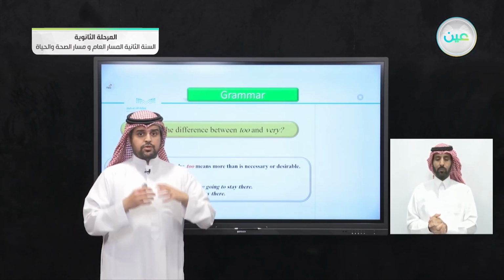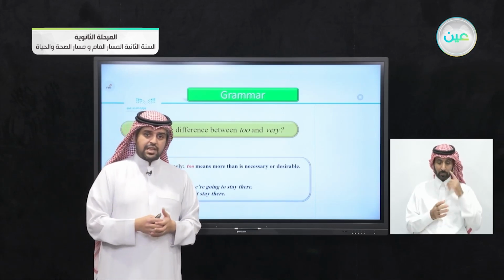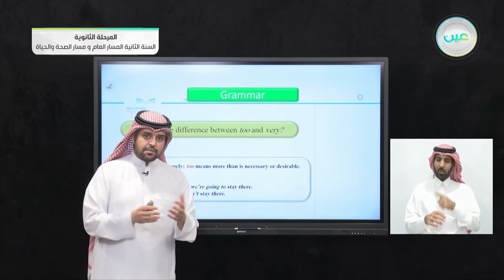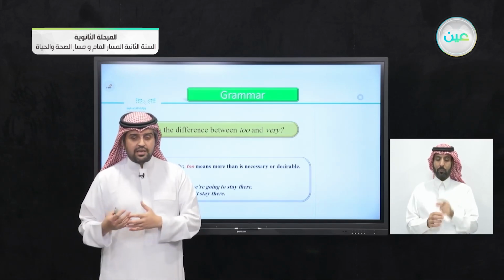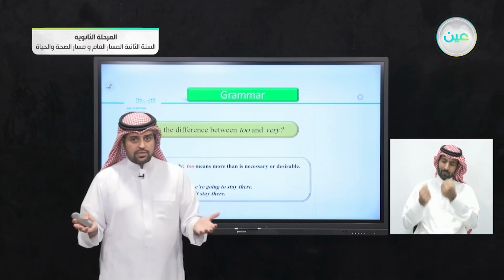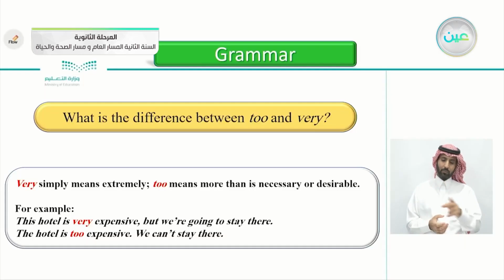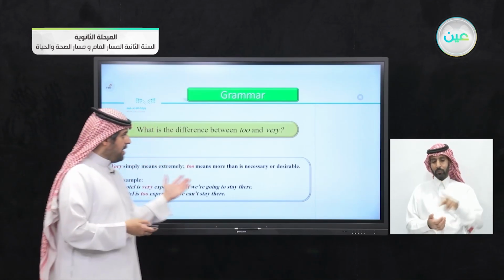For example, when you want to go to a restaurant before it closes at night, when you say I was very late, it means you were late, but you made it. At least you made it. When you say I was too late, it means that you arrived at the restaurant while it was closed. So this is the difference between very and too. Of course, you know now that too is a little bit stronger, more intensified than very.